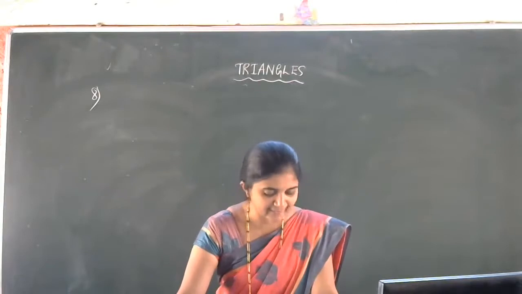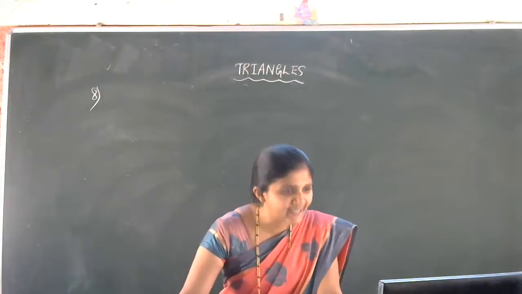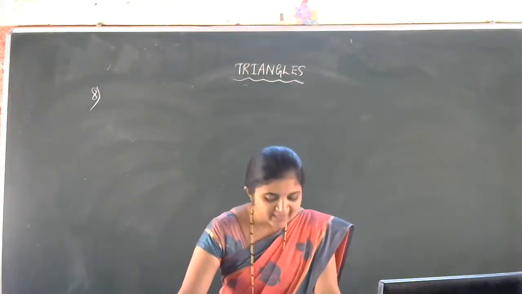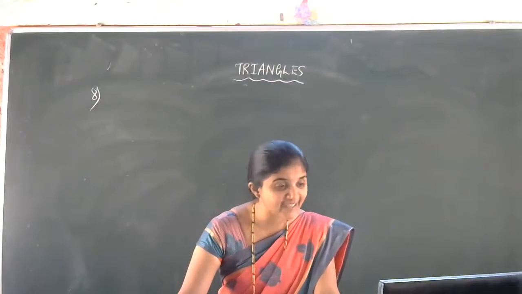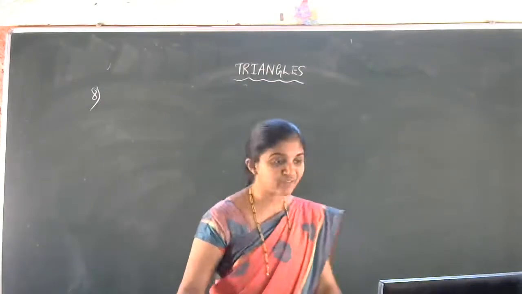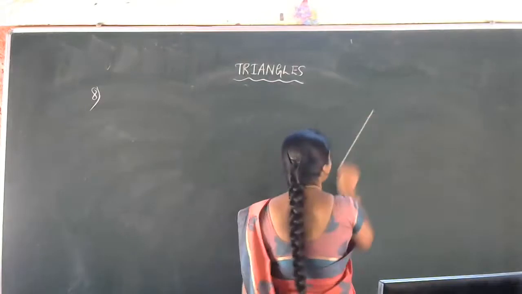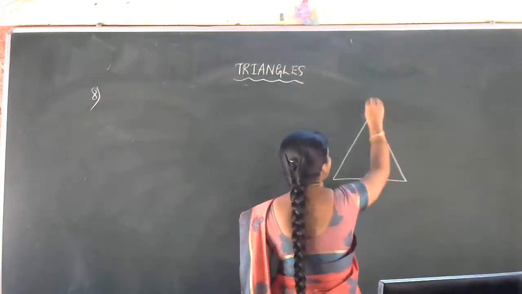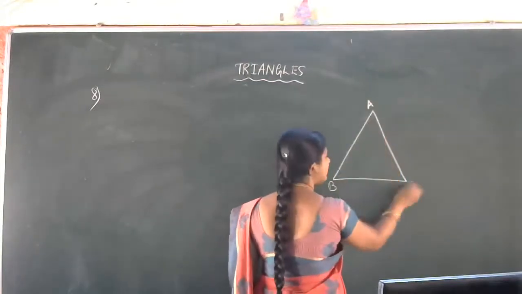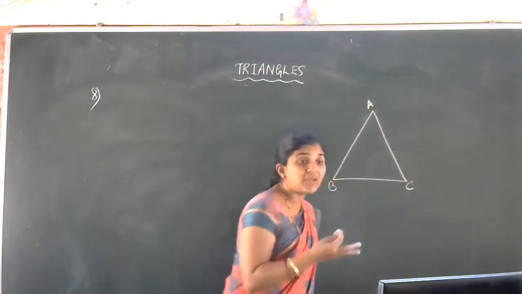Okay, so angle ABC is equal to angle ACB. Call this equation number 1. Now let us take one more pair. AB is equal to AC. Now BC is equal to AC. Let us compare. Now BC is equal to AC, we have BC is equal to AC also.